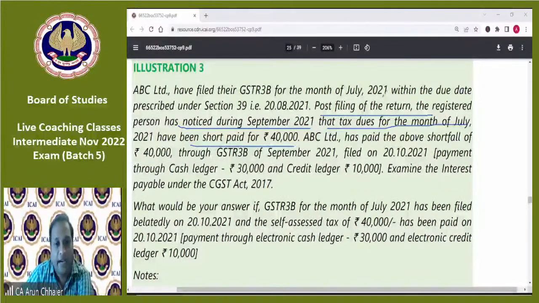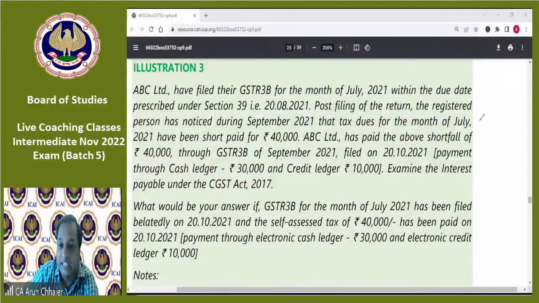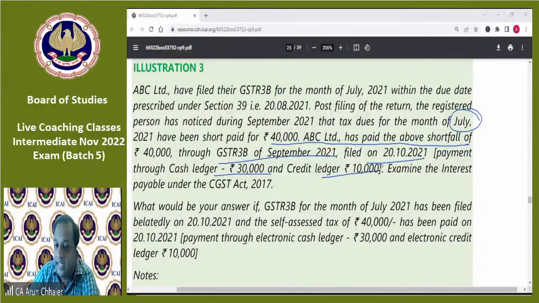See, he has filed July month 3B by the due date. After filing the return, he has noticed that a tax of 40,000 has been short paid. It means the liability of 40,000 belongs to July, but it has not been declared in July. Now ABC Limited has paid the above shortfall through GSTR 3B of September filed on 20th of October. He has made the payment of 30,000 in cash and the balance by utilizing the ITC of 10,000.